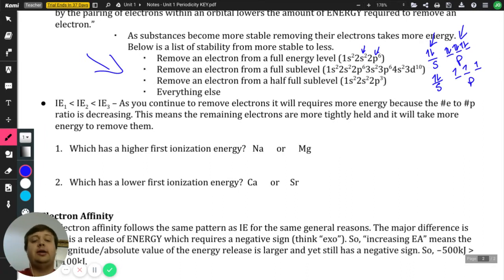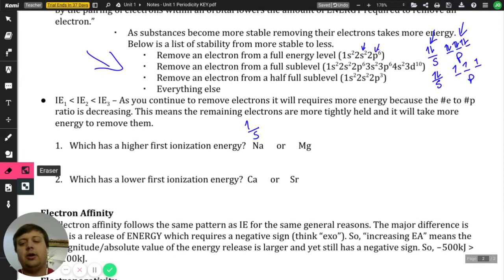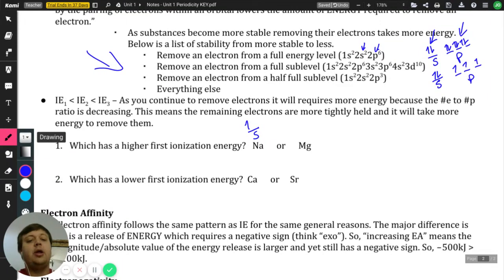Okay, so which has the highest first ionization energy? I've got sodium or magnesium. Okay, so sodium or magnesium. Well, sodium, if you all remember, sodium has 1 electron in the S sublevel. Sorry, I wrote 2. 1 electron in the S sublevel. Magnesium has 2 electrons in the S sublevel. So this would be a full sublevel, and this would be a half full sublevel.